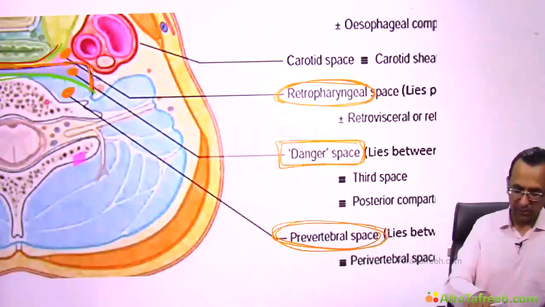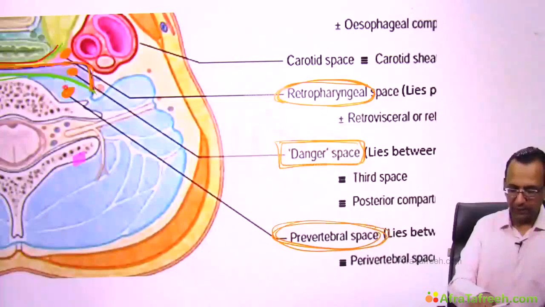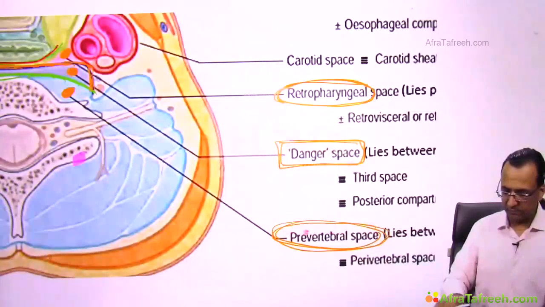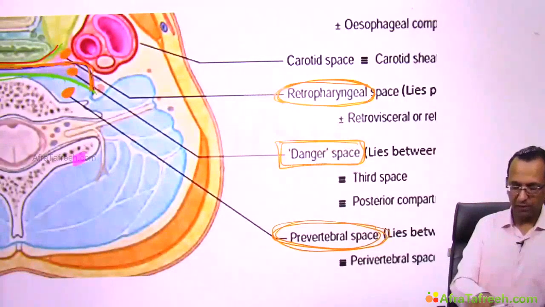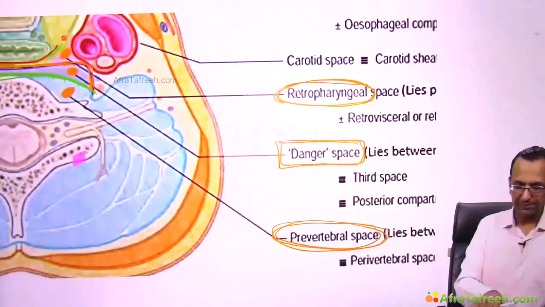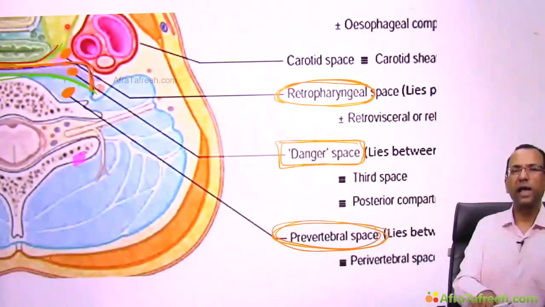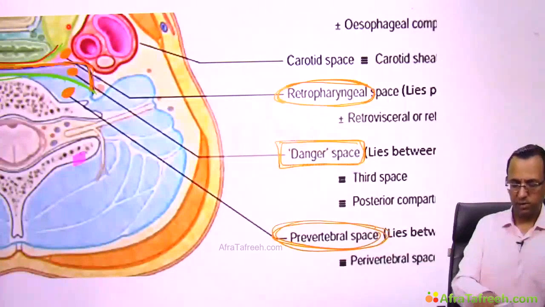This is the vertebra in front of that prevertebral space, and then you have the prevertebral fascia, and then you have the danger space, and then you have the alar fascia, and then you have the retropharyngeal space, and then you have the buccopharyngeal fascia. Anterior to posterior, no problem.